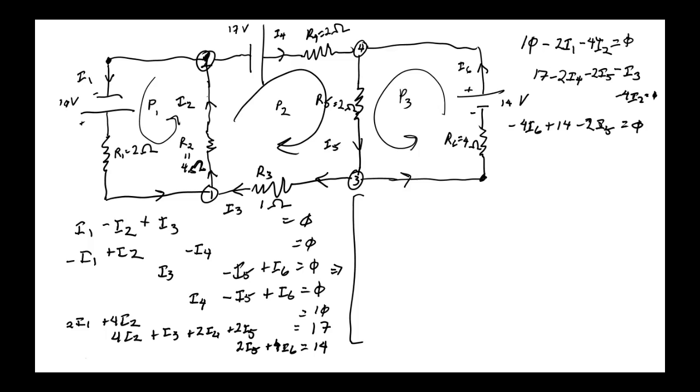Junction 4 was I4 coming in, I5 going out, and I6 coming in. So it was I4 minus I5 plus I6. It's not a path, it's a junction. Equal zero. I was thinking we were doing 4 equations because we had 4 junctions. Yeah, those are the 4. 1, 2, 3, 4.